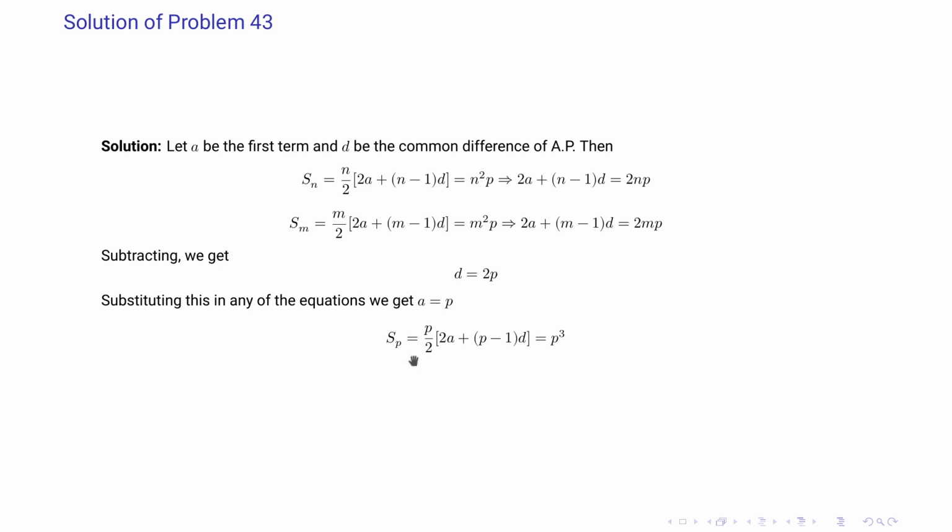So the sum of p terms would be p by 2 into (2a plus (p minus 1) into d). So this would be 2p. So minus 2p will come because the minus 1 will get cancelled with 2a. So p will remain inside and that will be multiplied by 2p. So it will be 2p square. 2 gets cancelled. p square into p is equal to p cube.